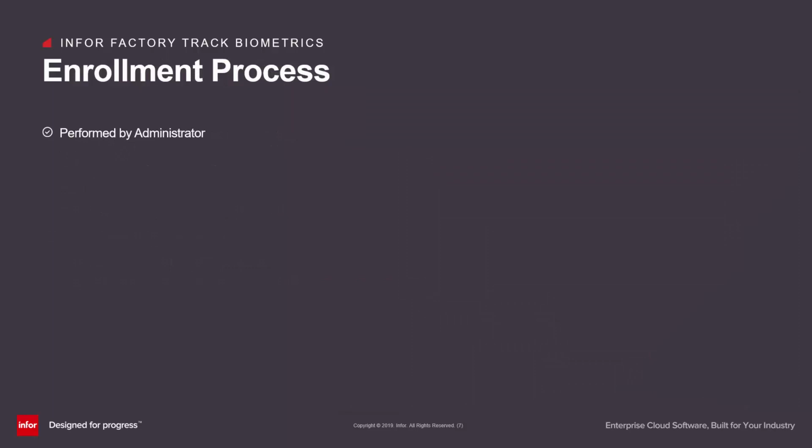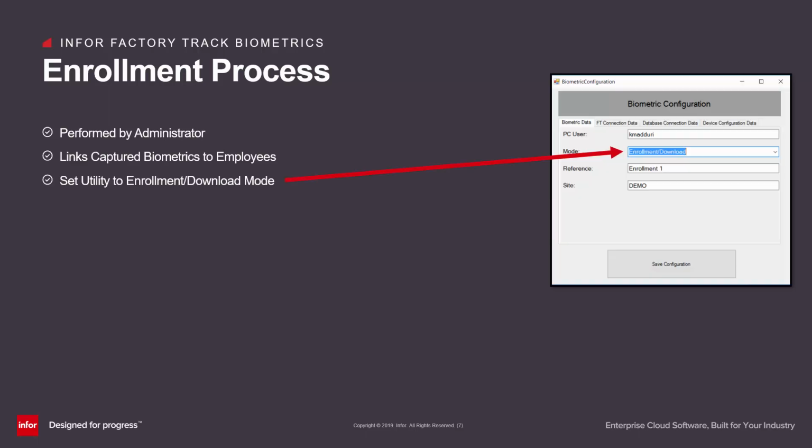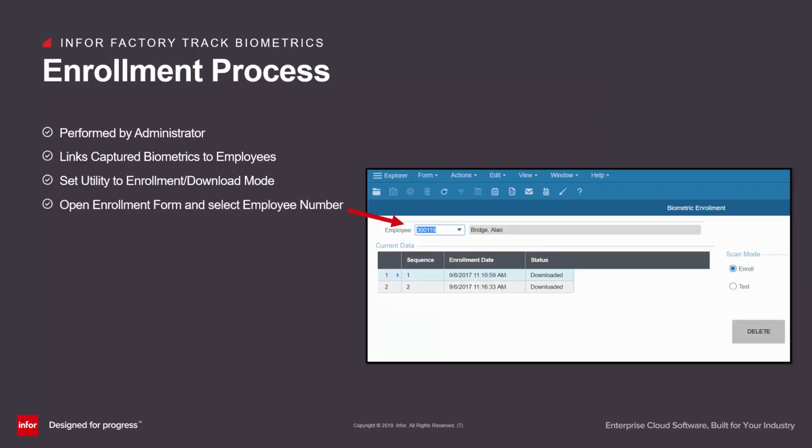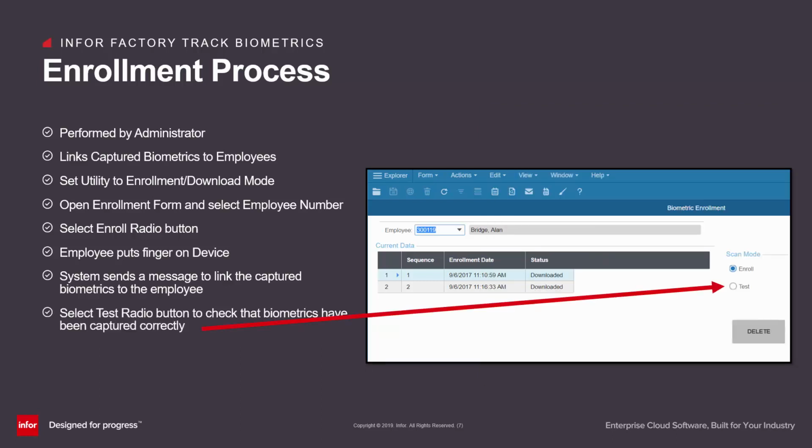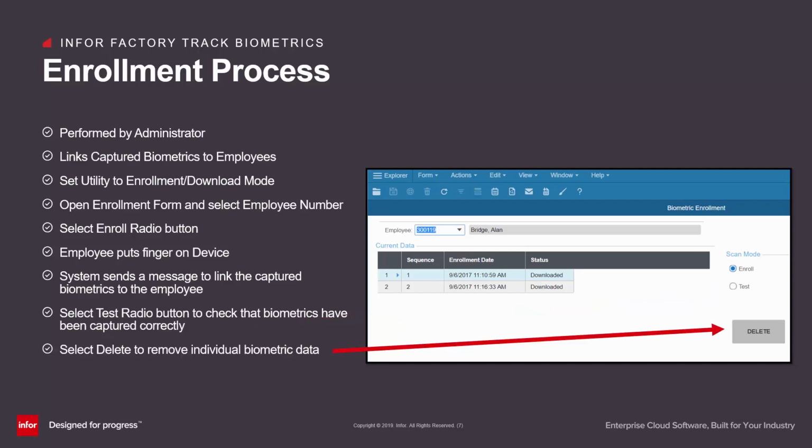The enrollment process is performed by the administrator and links the captured biometric information to the employees. So in order for this to run, we have to set the utility to enrollment and download mode. We then open the enrollment form and select the employee number. Select the Enroll radio button. The employee will then put their finger on the device. The system then sends a message to link the captured biometrics to that employee. We can test this by selecting the Test radio button to check the biometrics have been captured correctly. And we can delete individual biometric data if we wish to.